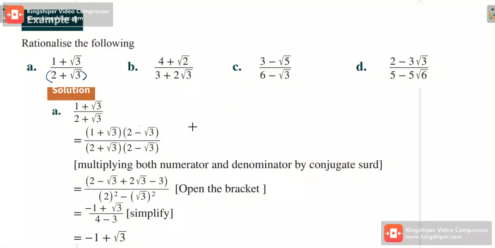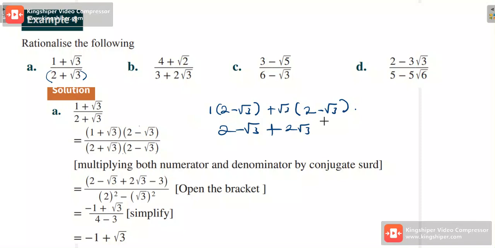So let us take it. Now for the numerator, remember you are going to use this. So you take the 1 first to multiply 2 minus root of 3. Then you also take the plus root of 3 to multiply 2 minus root of 3. So here we have 2 minus root of 3. Then plus here, root of 3 times 2 will give us 2 root of 3. Then root of 3 times root of 3 is positive 3. That will be 3. Good.